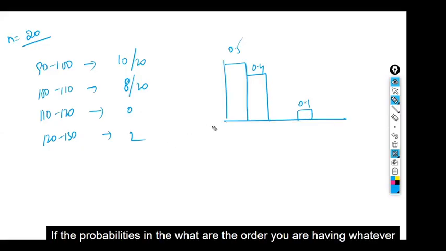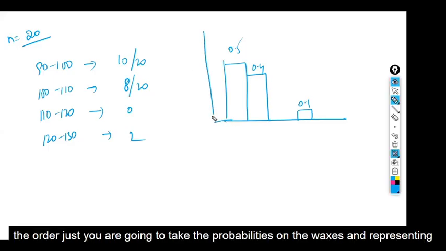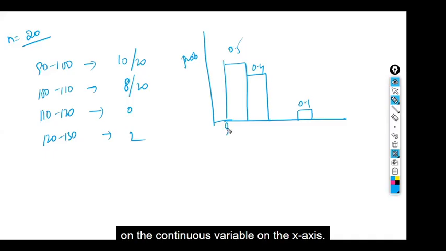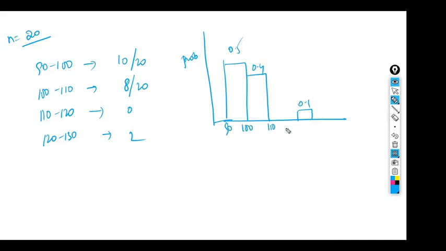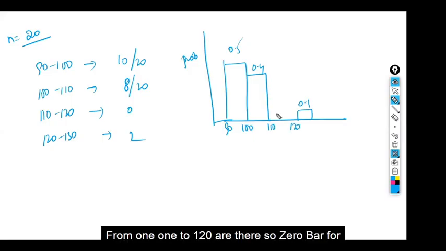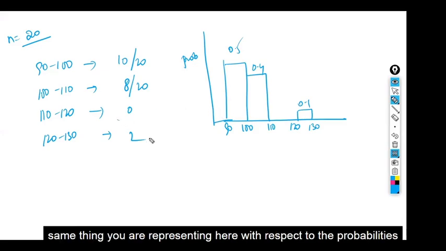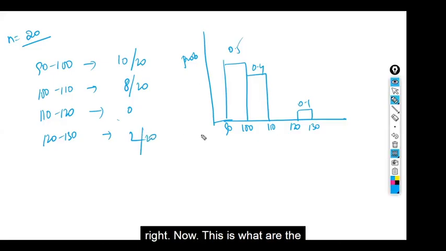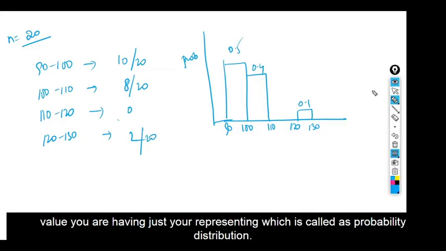Whatever the order of the probabilities you have, you just take the probabilities on the y-axis and represent them against the continuous variable on the x-axis. From 110 to 120, 0 students, so a 0 bar. For 120 to 130, 0.1, up to a height of 0.1. The same thing you represent here with respect to the probabilities. Whatever values you have, you represent them, and this is called a probability distribution.